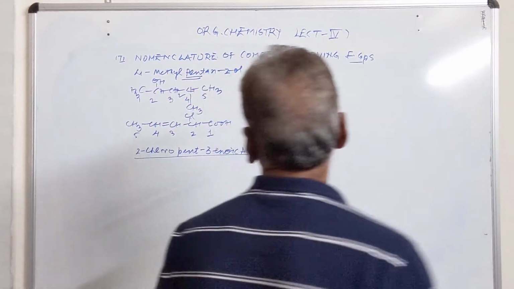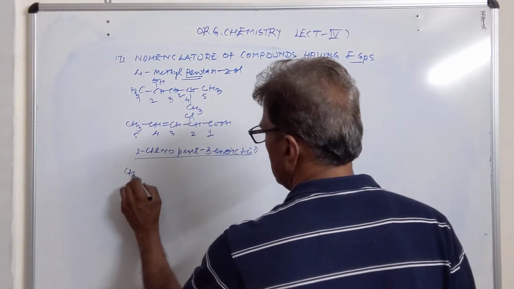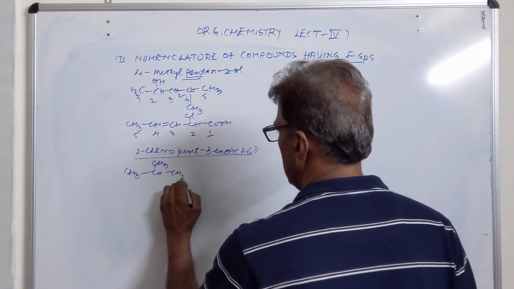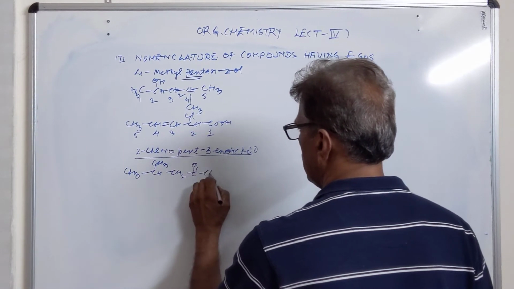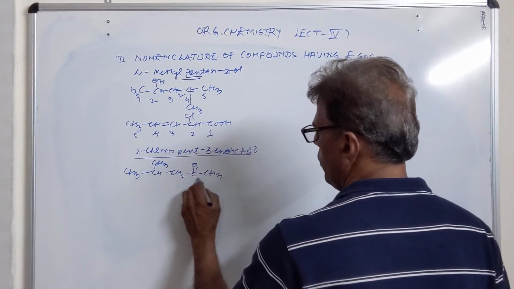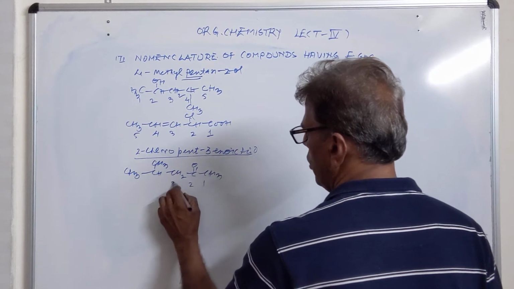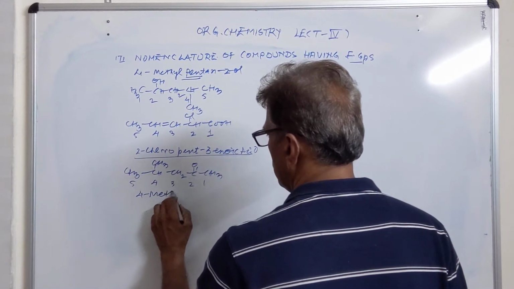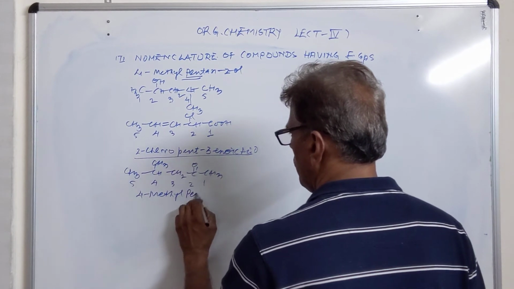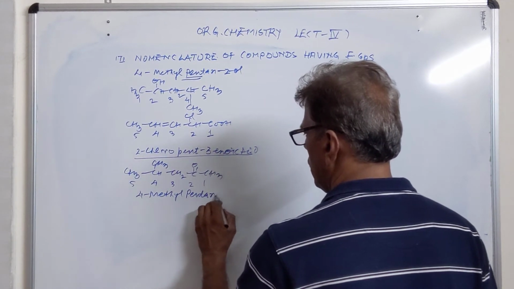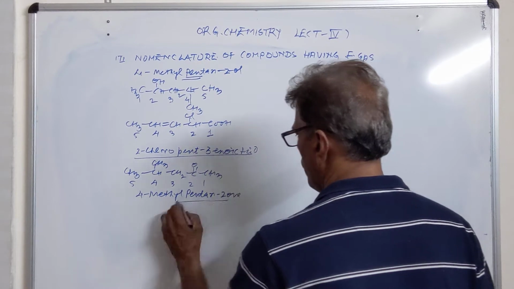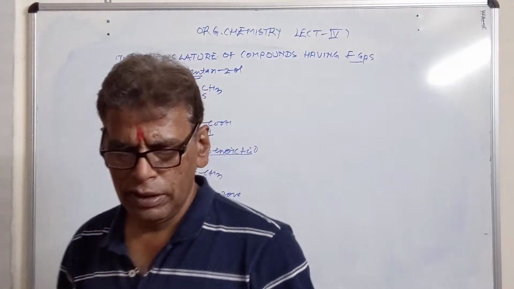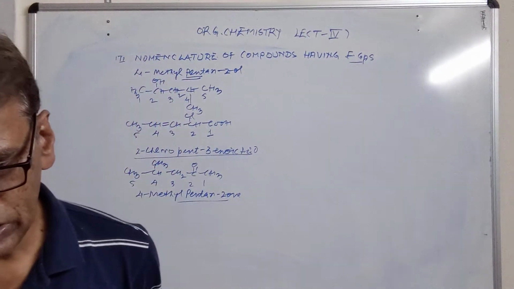Then we have another compound, CH3, CH, CH3, CH2, CO, CH3. This has a ketonic group, numbered 1, 2, 3, 4, 5, 4-methylpentan-2-one. This is the compound; 4-methylpentan-2-one will be its name.